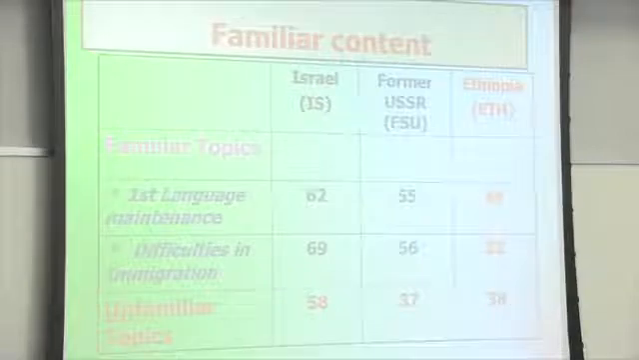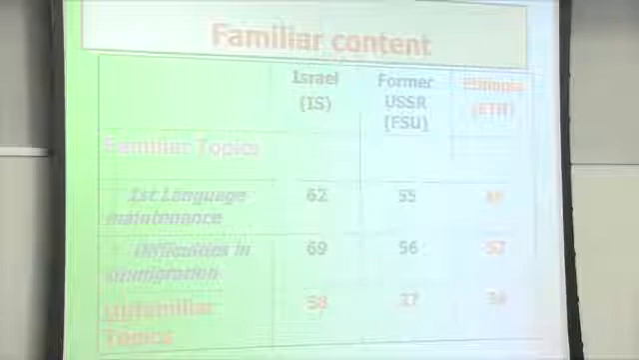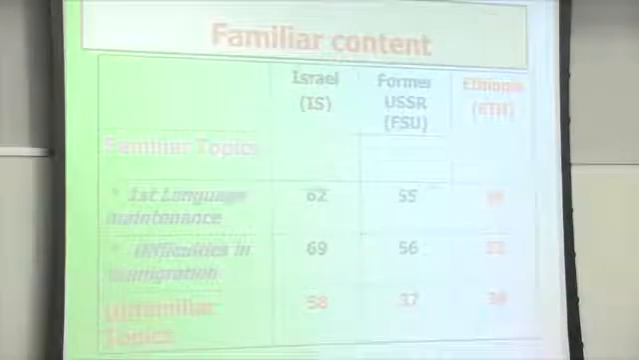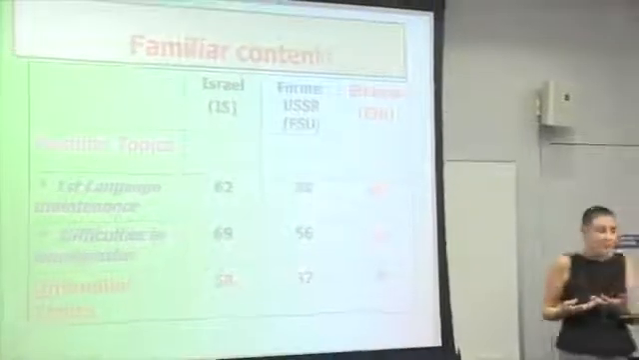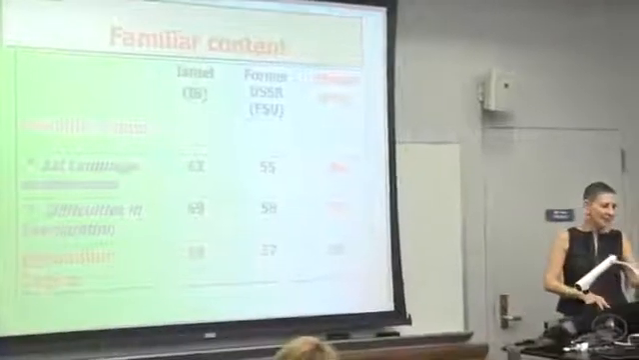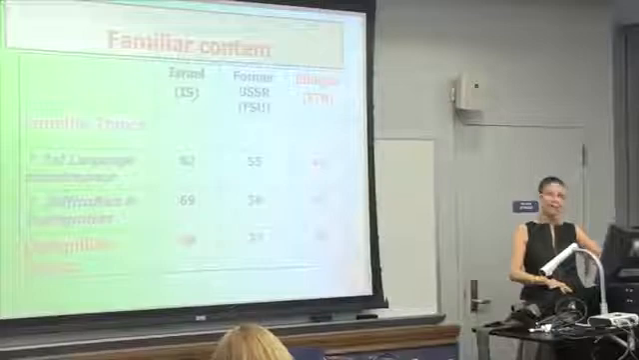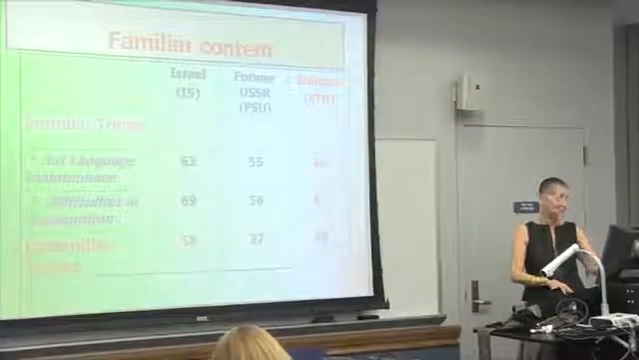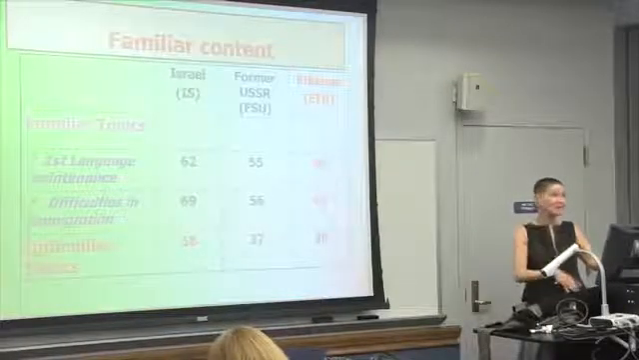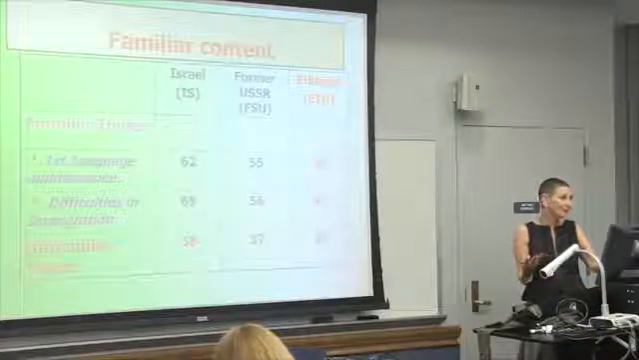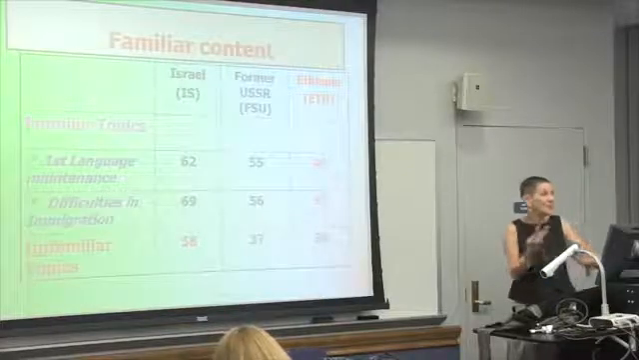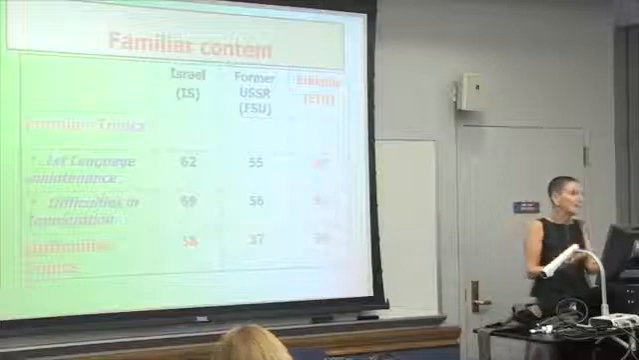The topics were first language maintenance, and the second one was difficulties in immigration. People who never immigrated don't know what difficulties in immigration are, right? How would they know? They also don't know what it means to maintain home languages. So the Israelis got 62, 69 on those topics, and on the unfamiliar topic they got 58. So the Israelis didn't do as well because they didn't know this topic. Even for the Israelis, it's difficult to write on something they don't know.